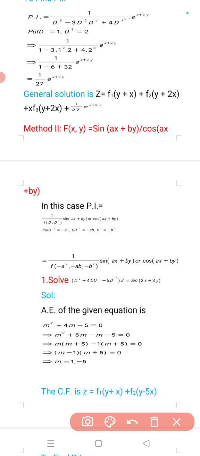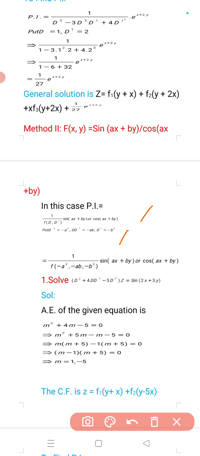As the rule states, we have to write 1 by f of d comma d dash into sine of ax plus by or cos of ax plus by. So in place of d square you put minus a square, in place of d dash you put minus ab, in place of d dash square you put minus b square. Now we shall take a problem and solve the given equation.